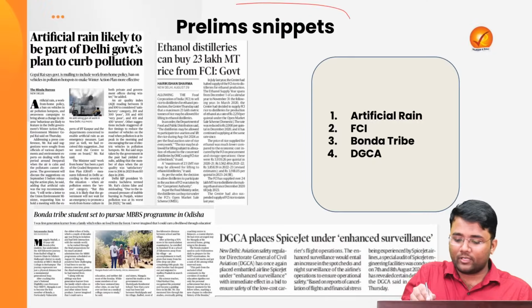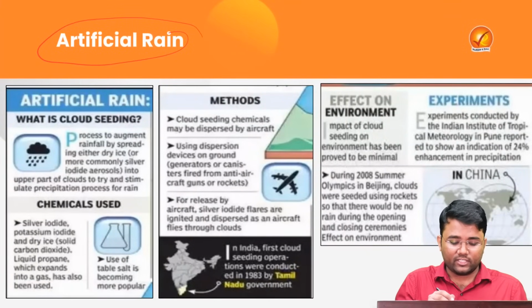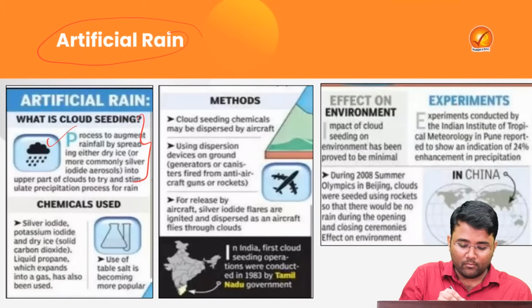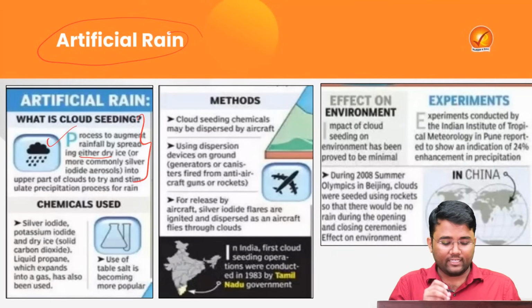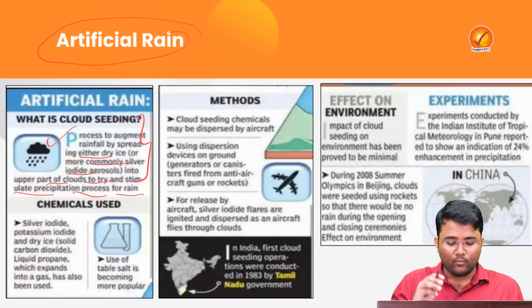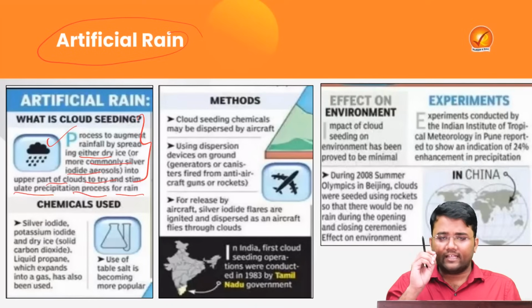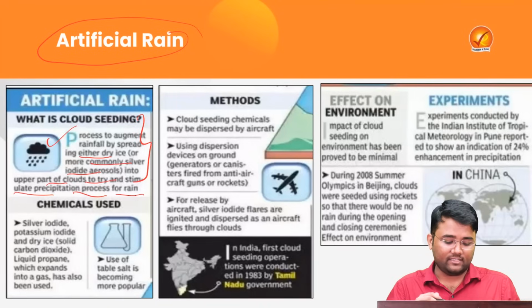Now let's talk about prelim snippets. Our first topic is artificial rain, which is a process to augment rainfall by spreading either dry ice or, more commonly, silver iodide aerosols into the upper part of clouds to stimulate the precipitation process for the rain. So this silver iodide provides the nuclei that can help in improving the condensation.